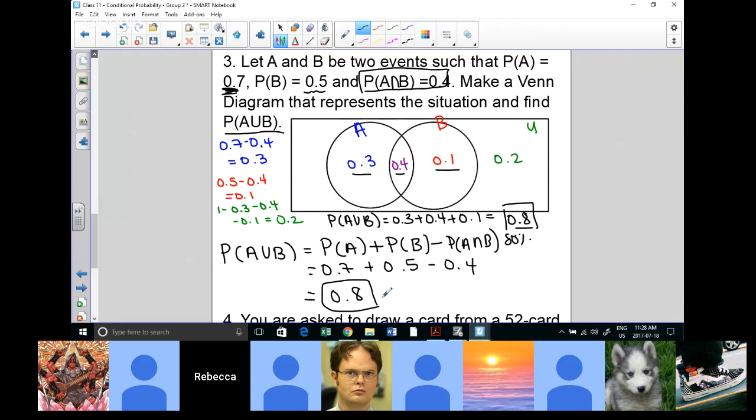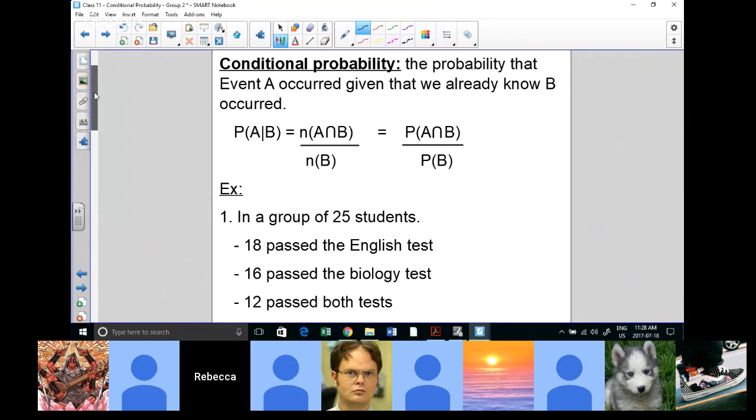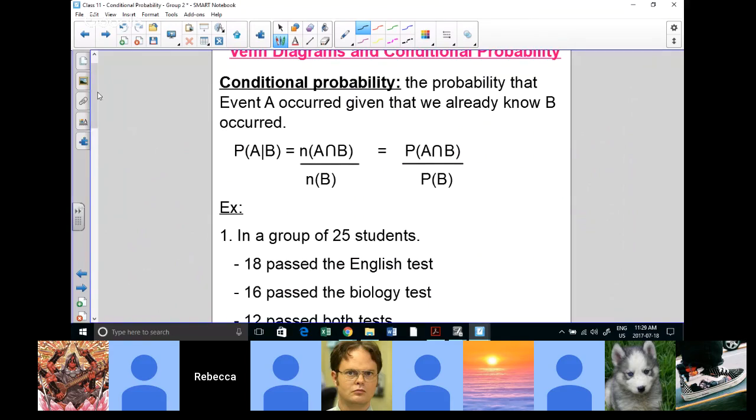What are we going to be using this for? This is a tool for us, and we're going to be using it for conditional probability. Conditional probability often comes up as a part A or part B question.